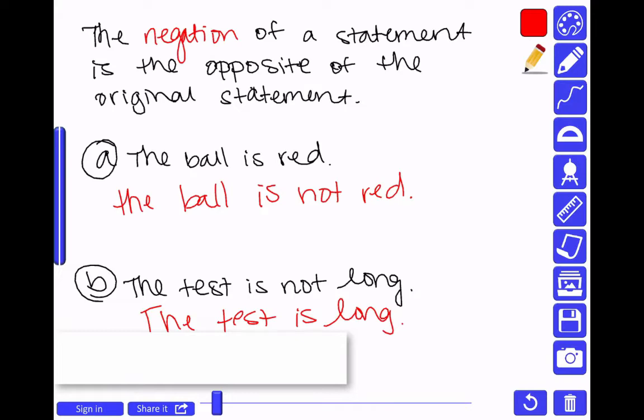Just so you know, we use the notation like this, ~P. So this means the negation of P. So if you see that symbol, that's what that means.